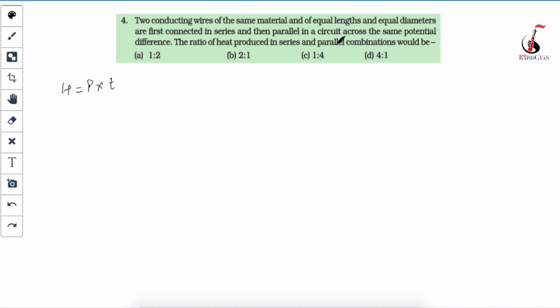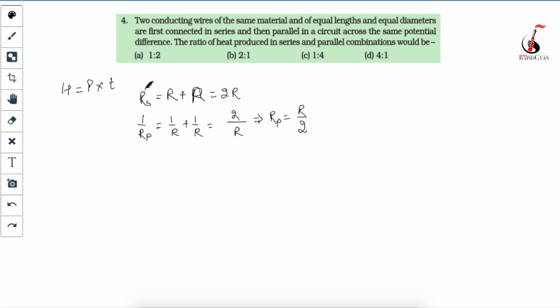So if they are of the same material, of course their resistance will be R. So I am going to find the equivalent resistance in series. So RS will be R plus R, because both have the same resistance, which is equal to 2R. Correct? Also I'm going to find it in parallel. So in parallel, 1 upon Rp is equal to 1 upon R plus 1 upon R, which is equal to 2 upon R. As a result, Rp, the equivalent resistance in parallel, is equal to R upon 2.